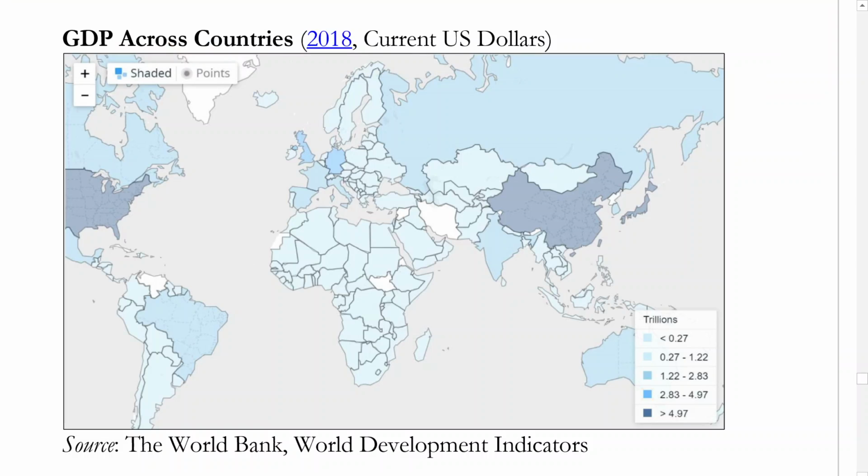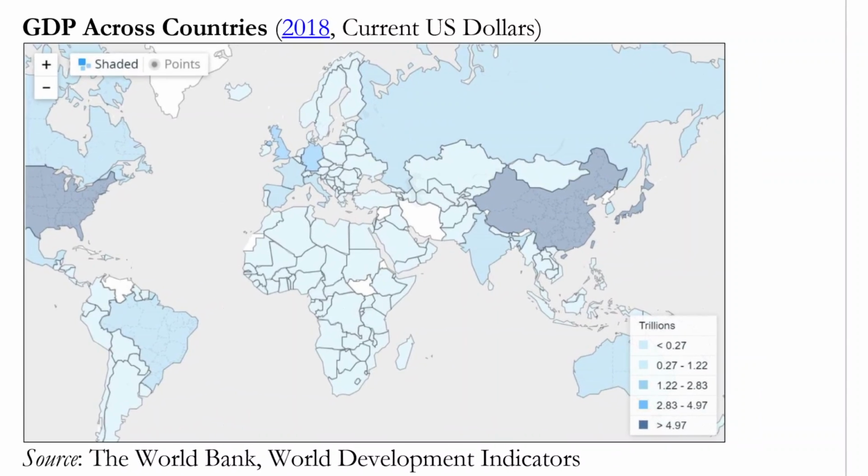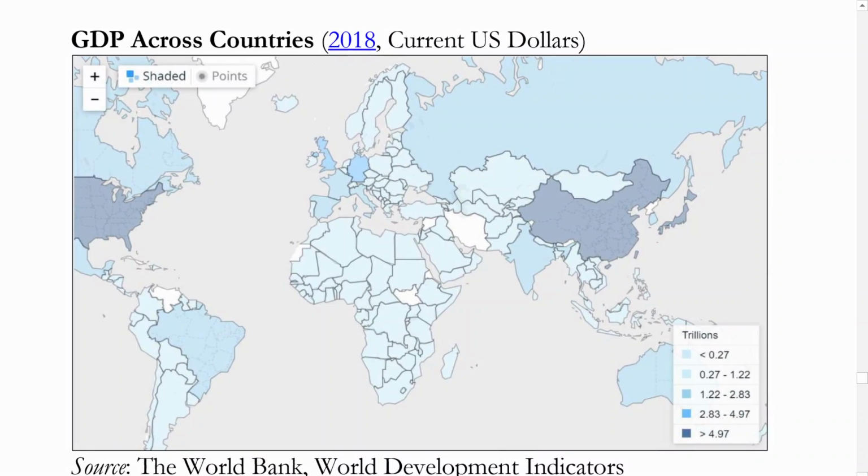Hello everybody. In this video we're going to be comparing GDP across countries. So we're going to be looking at total GDP and GDP per capita and see how these compare across countries. So what we've got here is a map of the world in 2018.